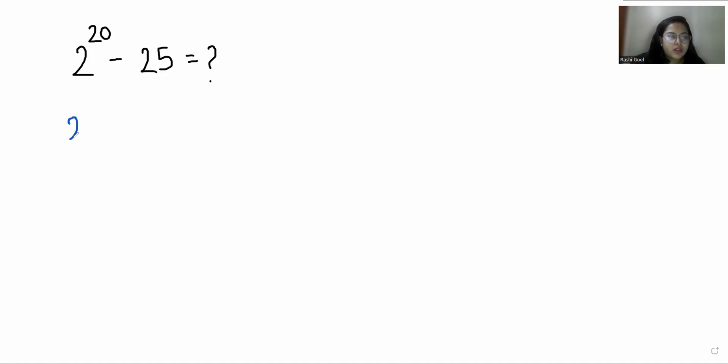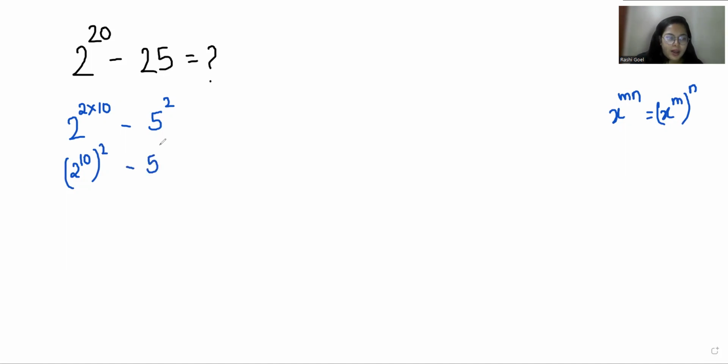So 2^20 we can write as 2^(2×10), and 25 we can write as 5². According to the exponent rule x^(mn) = (x^m)^n, here we have (2^10)² minus 5². So 2^10 is 1024, whole squared, minus 5².